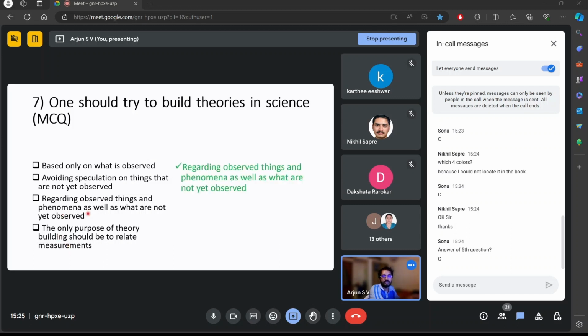Whatever theory you're building, it should be based on whatever you have observed already, and it should be about something which you are yet to observe. This is just as we recalled in the recap of the lectures. It should be a combination of whatever we have observed so far and whatever we are expected to observe about some things.